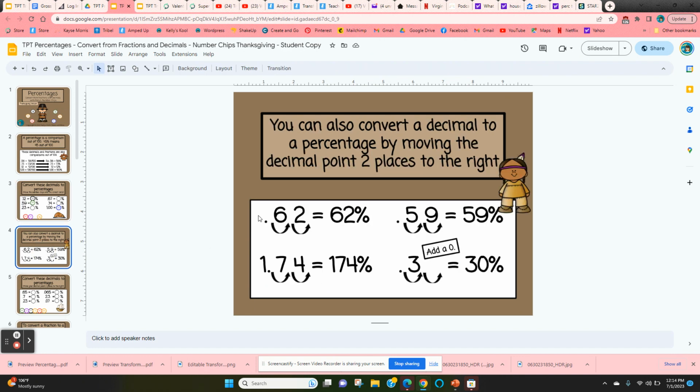Slide 4 shows them another way to convert from a decimal to a percentage: move the decimal point 2 places to the right. So if they do that, they get 62% here. They get 174%. And when they get to this last one, if they move that decimal point 2 places to the right, well, there's no number here, so they have to add a 0. So that's 30%, not 3%.